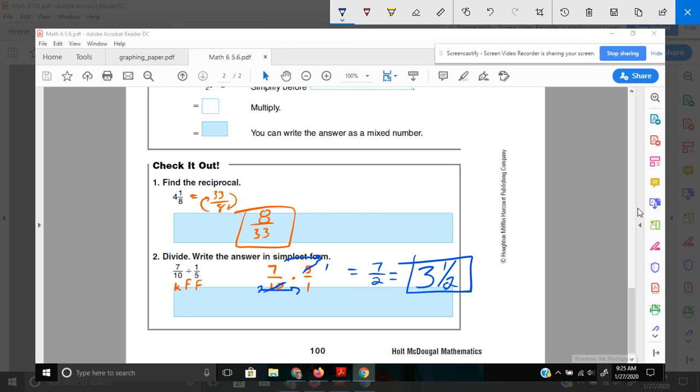All right, that wraps up lesson 6 here with fraction operations and how to divide fractions. 2 biggest things. Remember, a reciprocal is just pretty much a fraction flipped. And how to divide fractions, you actually don't divide at all. KFF, keep, flip, flop, multiply by the reciprocal.